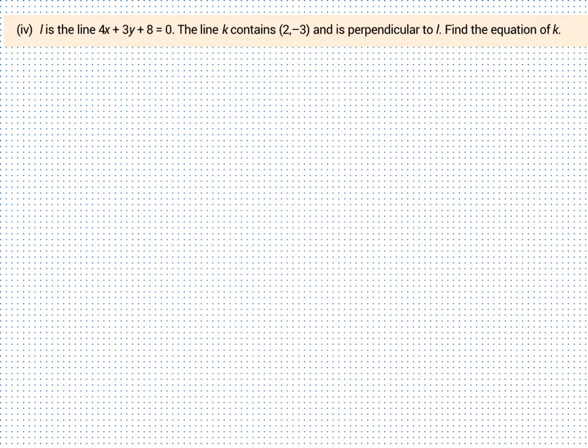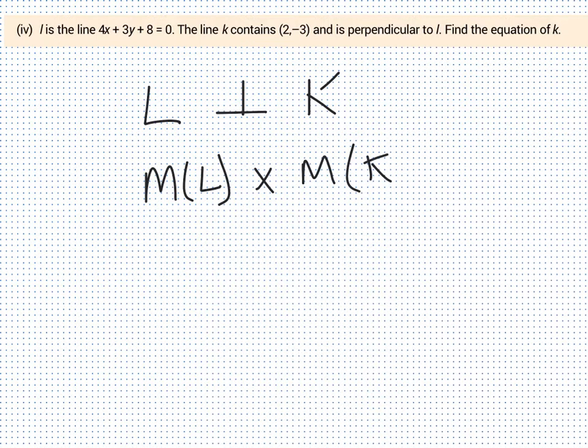Final one then is if we're told, here is the line L, it's 4x plus 3y plus 8. It contains the point 2 and minus 3, and it's perpendicular. Sorry, the line K contains the point 2 and minus 3, and it's perpendicular to L. Find the equation of K. So again, what we're saying there is L is perpendicular to K. That means when I have the slope of L multiplied by the slope of K, I should get minus 1.